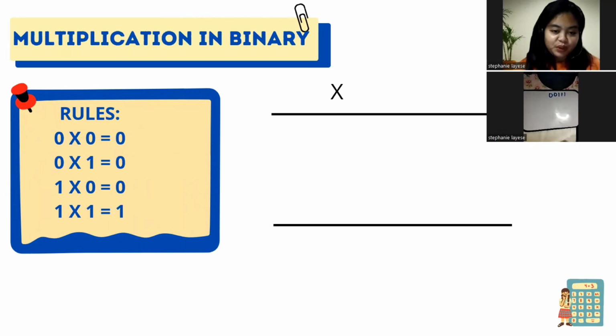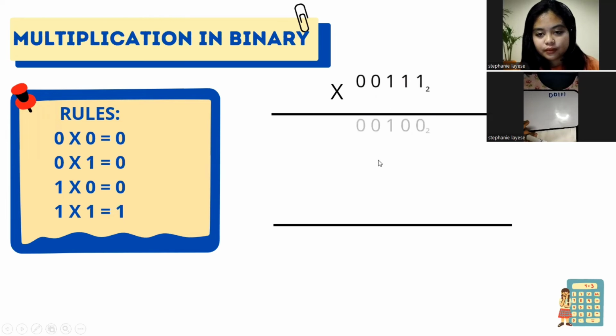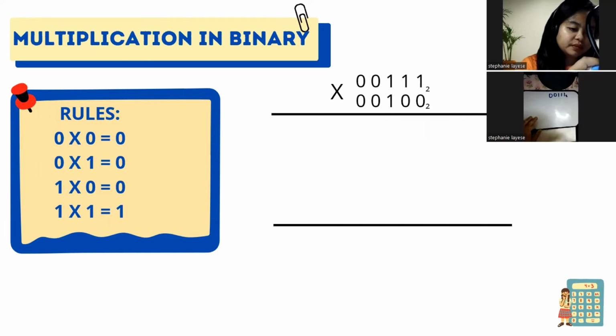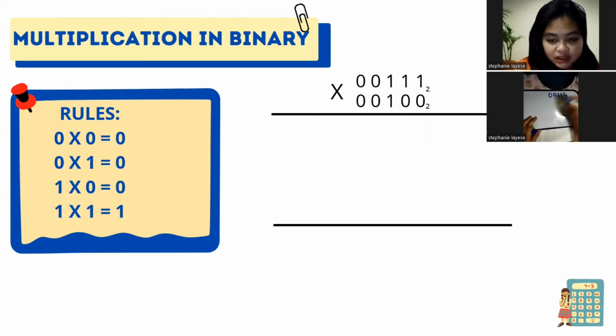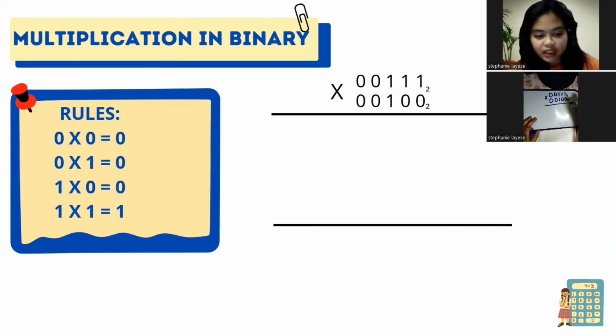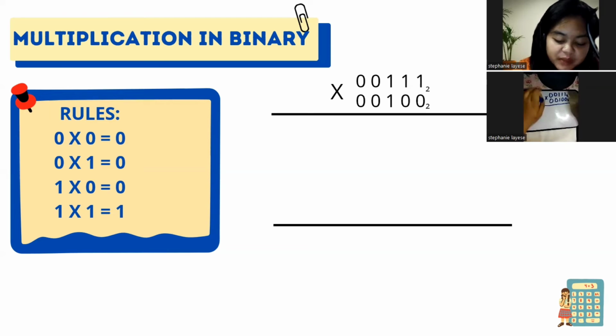Now, we will have another example. Which is 00111 subscript of 2. And then we have 00100 subscript of 2. Then we put the multiply here. And then we will multiply it bit by bit. Okay, just bear with me.